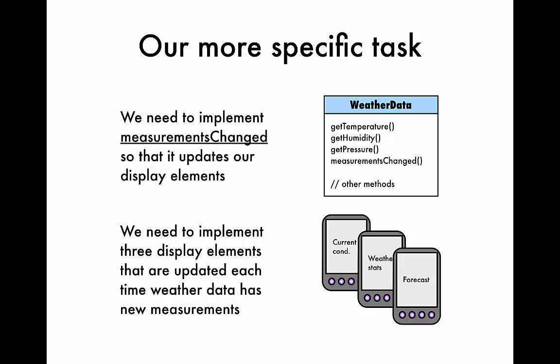Specifically, we need to implement a method in our weather data called MeasurementsChanged. This method will do the updating of our display elements. Additionally, we need to implement 3 display elements that are updated each time the weather data has new measurements.